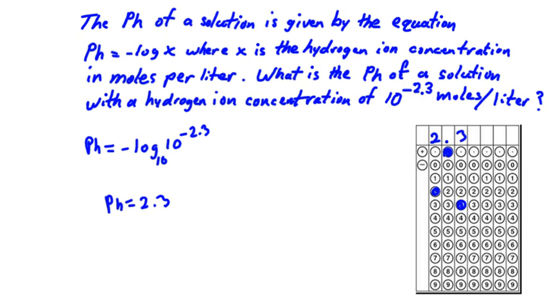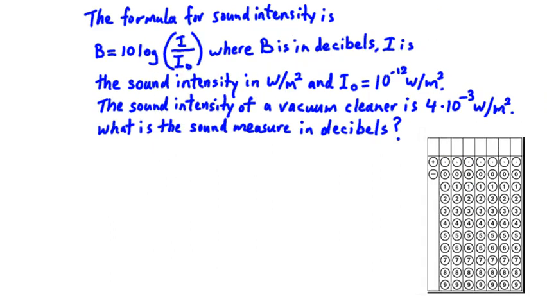Okay, next. The formula for sound intensity is B equals 10 log I over I sub 0, where B is in decibels, I is sound intensity in watts per meter squared, and I sub 0 is 10 to the negative 12 watts per meter squared. The sound intensity of a vacuum cleaner is 4 times 10 to the negative 3 watts per meter squared. What is the sound measure in decibels?